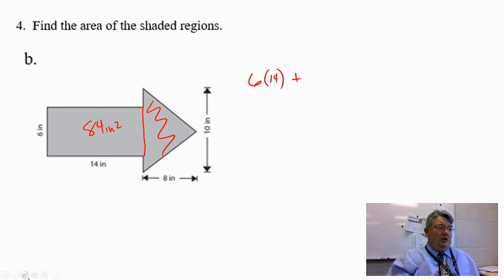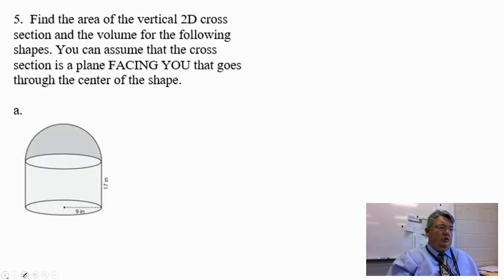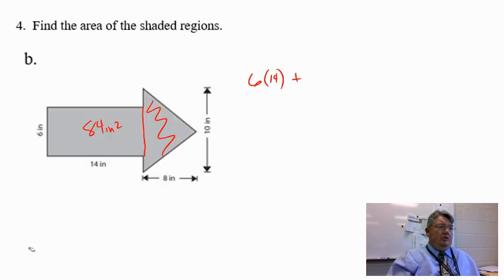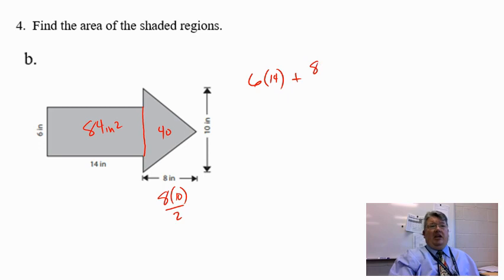Now, the triangle here, oops, that may be a little bit trickier. I'm going to think, oh, it's not that tricky, because they give us the area of a triangle is just base times height divided by 2. So 8 times 10, all divided by 2. Well, 8 times 10 is 80, divided by 2 is 40. So if I go 6 times 14 plus the 8 times the 10 divided by 2, whether you do it in pieces like down here or all in one shot, you're going to get 84 plus 40, which is 124, and then the units are in inches, and since it's an area, it's in square inches.